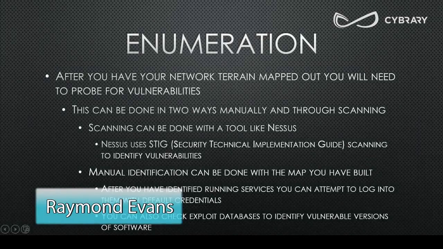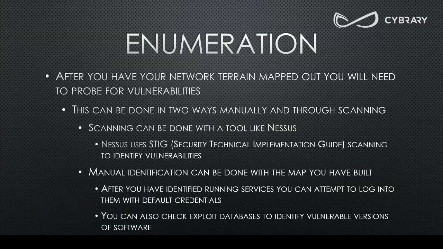Enumeration is our next step here. After you have your network terrain mapped out, you'll need to probe for vulnerabilities. This could be done in two ways: manually, or through scanning, and scanning can be done with a tool like Nessus. I will not be showing you that tool. I don't have that tool. That actually requires licenses, but there is a free version that you can download to try on your home network.